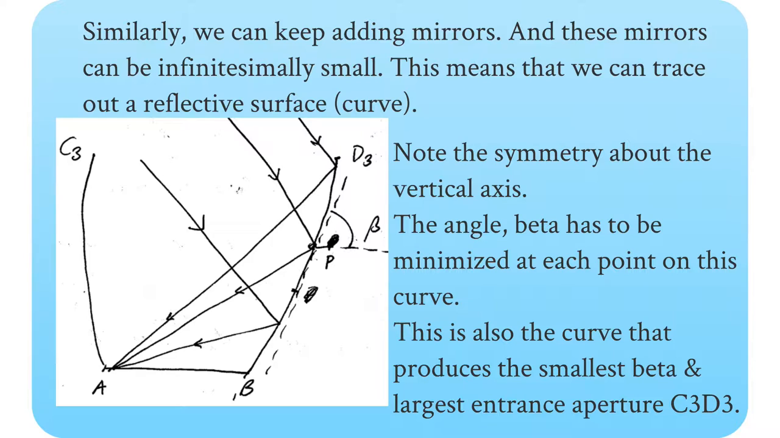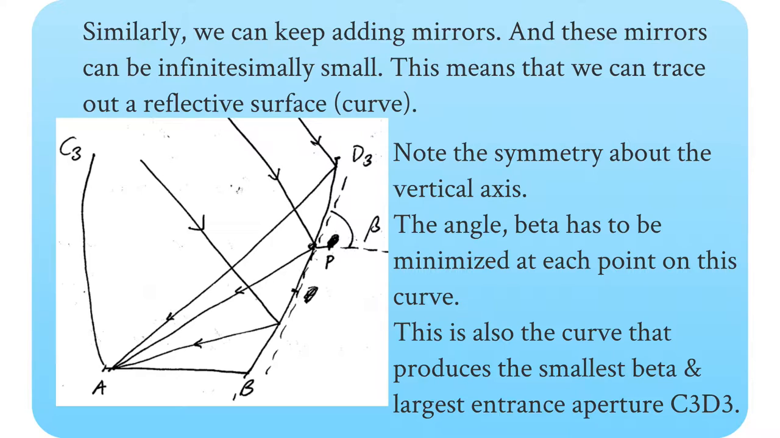There's always a symmetry along the vertical axis. It's a mirror symmetry. In other words, what's on the right-hand side of this vertical line is exactly the same as what's on the left side, a reflection in the mirror. And that will help us do our analysis faster. So the way you define this curve is exactly how we drew this thing, by minimizing beta and maximizing the aperture.